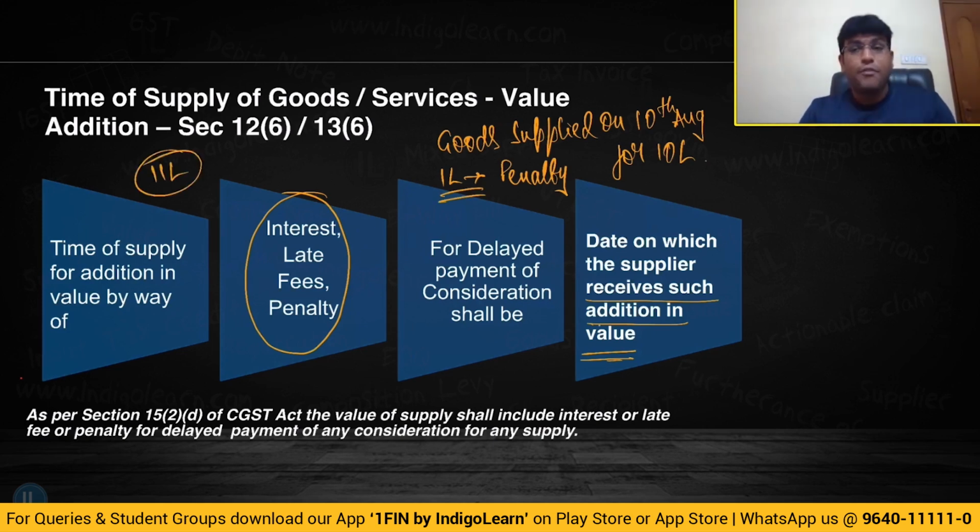11 lakhs is taken. When 11 lakhs is taken, what will be the time of supply? The answer is, for 10 lakhs, we will determine it as per the general rule. But for this 1 lakh, whatever we collected, that will be the date when the supplier receives the addition in value. That means the date when the supplier receives that 1 lakh will become the time of supply.